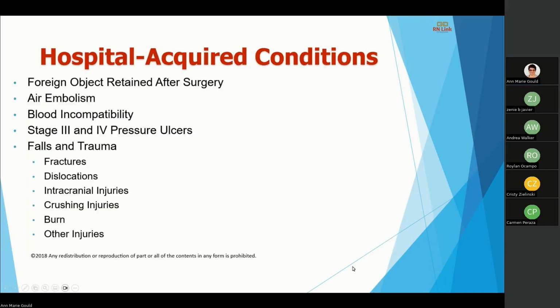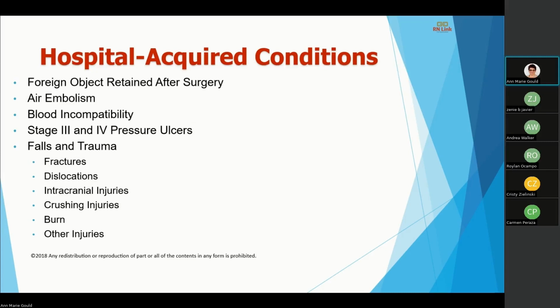All right. Now we're going to talk about our HACs, hospital-acquired conditions. So this is the current HAC listing that we have from CMS. Foreign object retained after surgery. Now, there's a little caveat with that. If there is a foreign object retained after surgery and then they bring the patient back to the OR to remove it, then it's not considered a hospital-acquired condition. It's considered a hospital-acquired condition when the patient is discharged and there's a foreign body left in that patient after the surgery. They have to come back in.